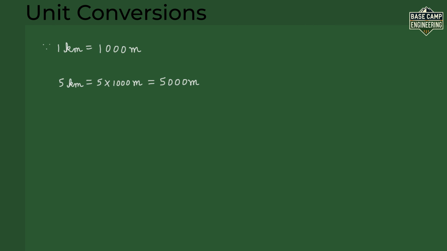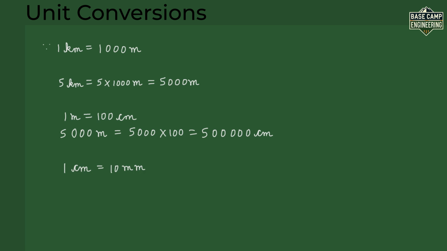Now, what if you need the distance in centimeters? There are 100 centimeters in 1 meter. So, you do another conversion: 500,000 centimeters. That's a really long distance for a rocket. Let's break it down even more. What if you need the distance in millimeters? There are 10 millimeters in 1 centimeter. So you multiply again. That's 5 million millimeters. Unit conversions help engineers make sure all their measurements are in the same units before they start building or calculating.